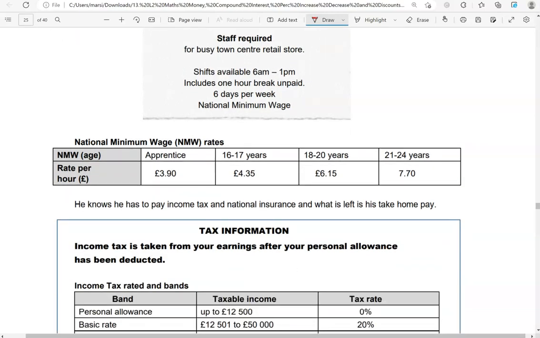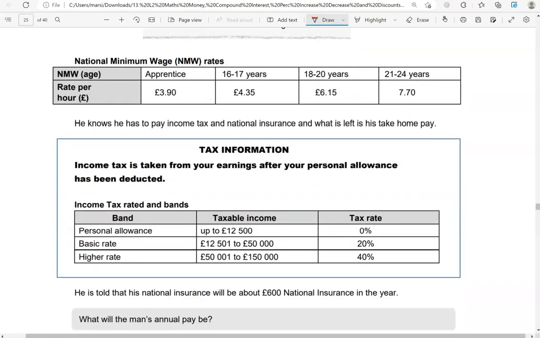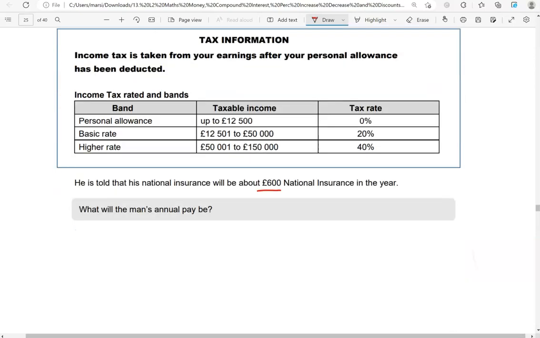So we've got the national minimum wage rates. He's 22 years old, so that will fall within this range. So pay will be £7.70. He knows he has to pay income tax and national insurance, and what is left is his take-home pay. So we've got pounds, taxable income, and tax rate. He's told that his national insurance will be about £600 in the year. What will the man's annual pay be?